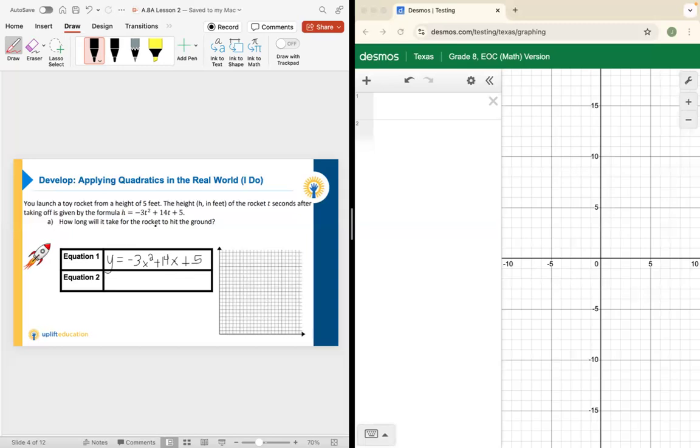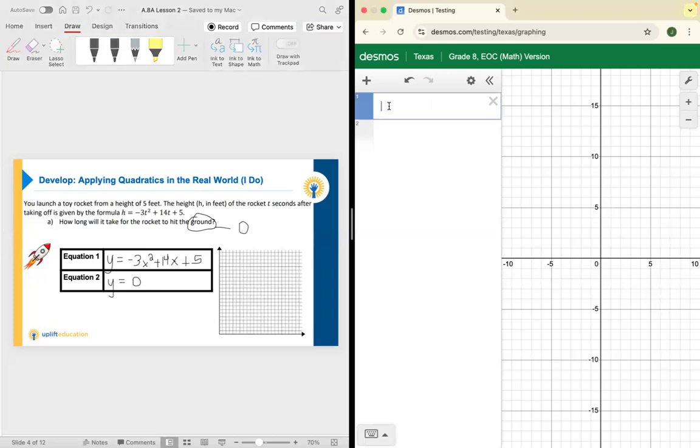Now you're probably wondering, where will we get our second equation from? It says, how long will it take for the rocket to hit the ground? I don't know about you, but once I get to the ground, that's a 0. So think of the ground as if something was thrown into the air, goes up in the air, and then it comes back down and it hits the ground. Once it hits the ground, it's back at 0. So our second equation is just simply going to be y equals 0. And now we want to see what x was equal to when y equals 0, like when it hit the ground. So not where we started, but where we hit the ground.